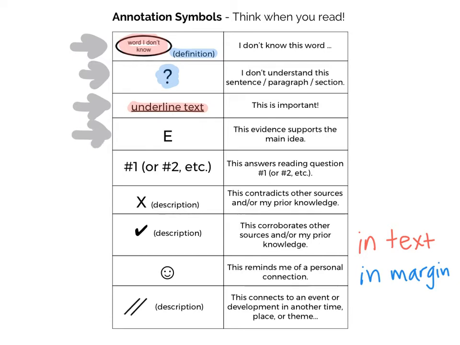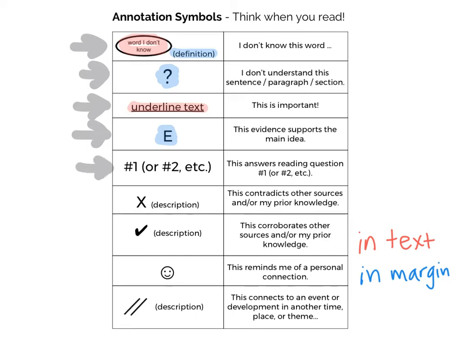The next symbol that we have is when we find evidence in the text that supports the main idea. So if we find specific detailed evidence that supports the main idea, we're going to put an E outside in the margin next to that evidence so that if our teacher asks us, well, what evidence did the author use to support their claim, we just look for those E's in the margin and that directs us immediately to the evidence that we need to back up that claim.